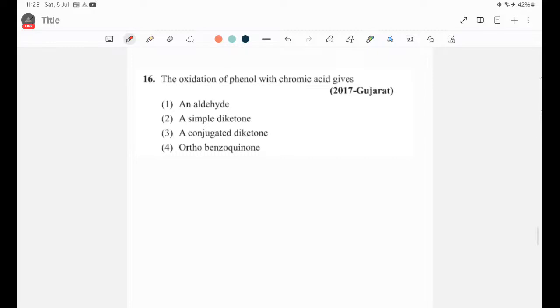Now moving to question number 16. The oxidation of phenol with chromic acid gives. Chromic acid is actually an oxidizing agent. It is a very important point: chromic acid is an oxidizing agent. So what will happen in the presence of the oxidizing agent, chromic acid?